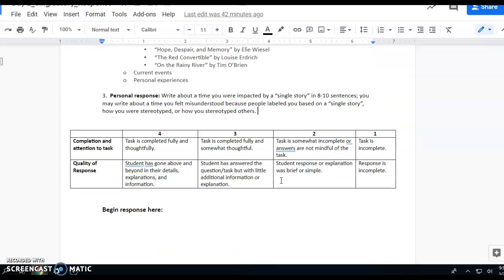All right, so 3 options. You're choosing 1. The rubric is pretty straightforward. Did you complete the task completely and fully and thoughtfully based on the criteria given in the examples? And did you go above and beyond in your details, explanations, and information? So this will be a really quick, easy rubric for me to get through. And hopefully it's just something for you to respond and reflect on a really interesting, thought-provoking speech.